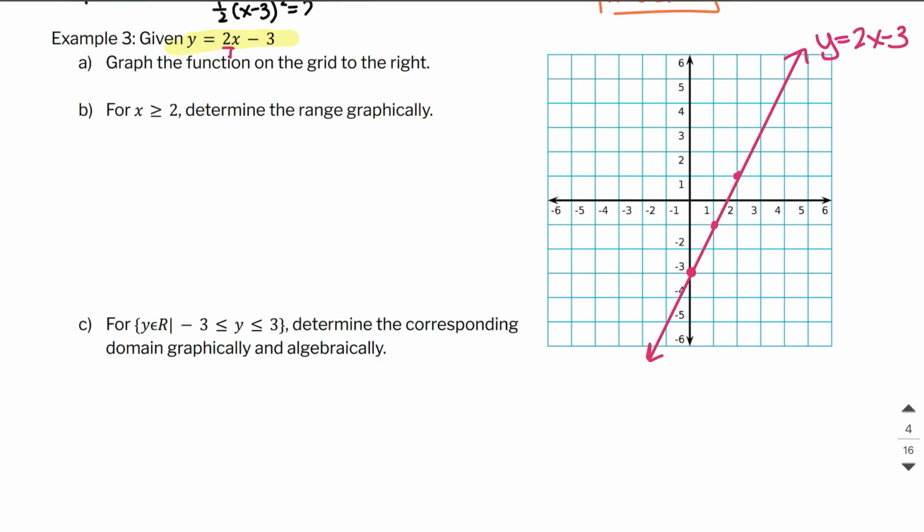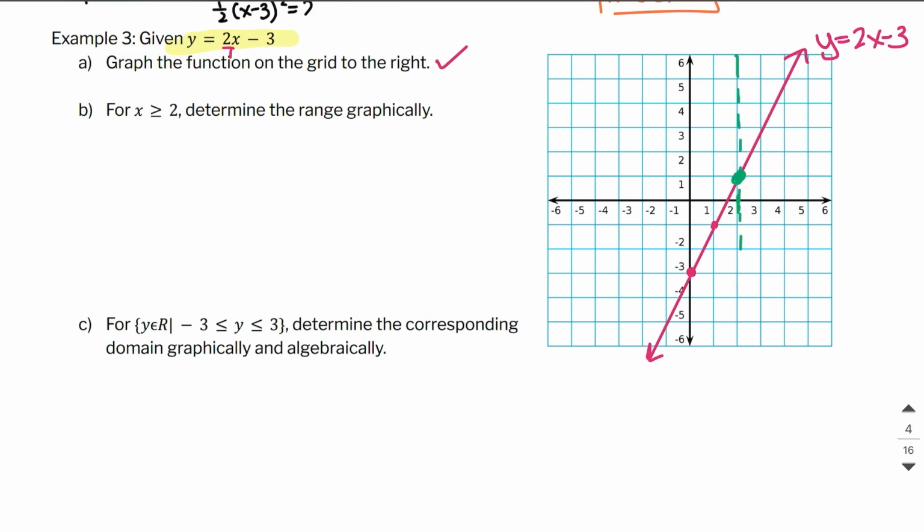So the first thing it says is, we've done part A, graph the function on the grid to the right. For x greater than or equal to 2, determine the range graphically. So I'm going to take a look at where x is greater than or equal to 2. If you look right here, this is where x is 2. So we know that x is greater than or equal to 2 from here on, right? This is where x is greater than or equal to 2.